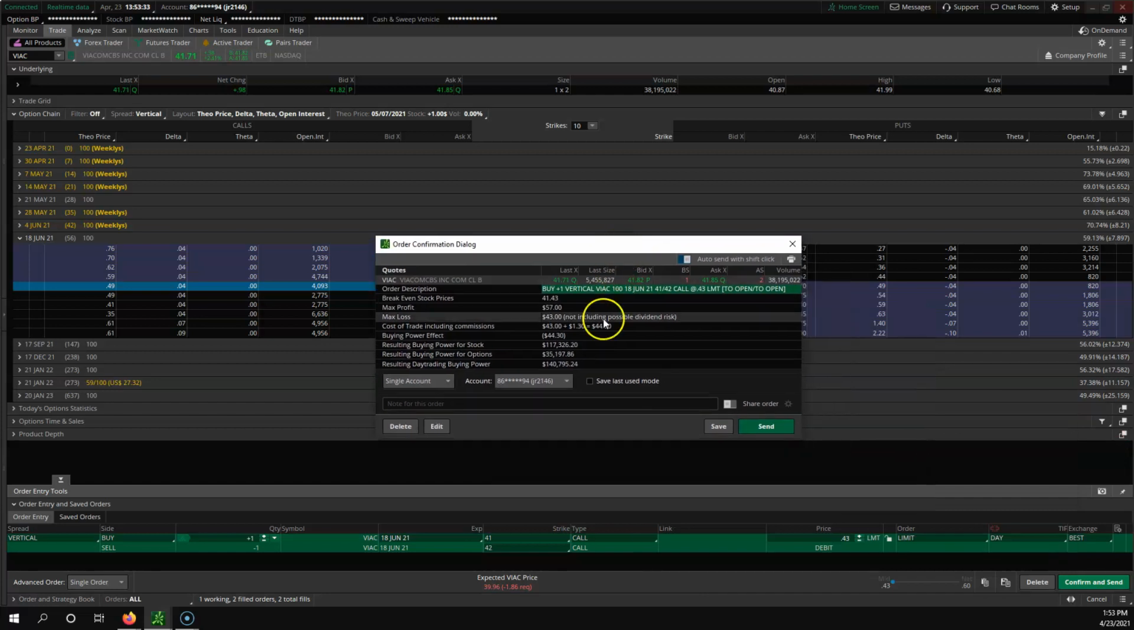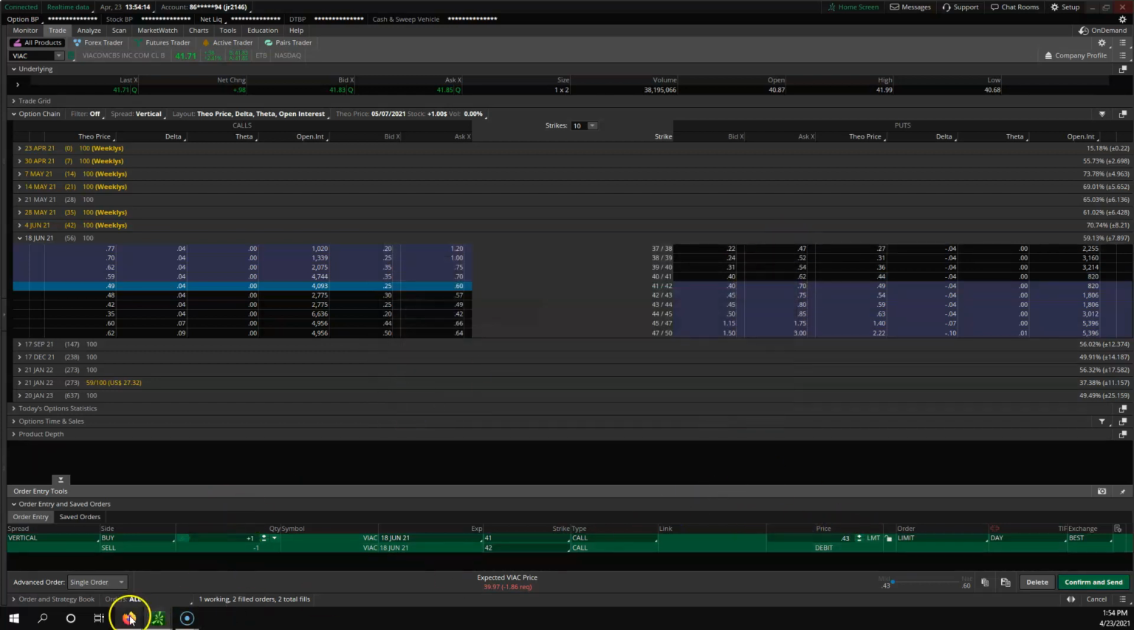So if we come over here, okay, we're buying one. Our break even is the 41 plus the 43 cents that we're paying, right? So the 41 strike plus the 43 cents is our break even. Our max profit's 57 cents or $57 because from 43 all the way to $42, the 42 strike is 57 cents. Our max loss is what we pay for this spread, okay? And our buying power is only $43, the most we could lose for this trade.